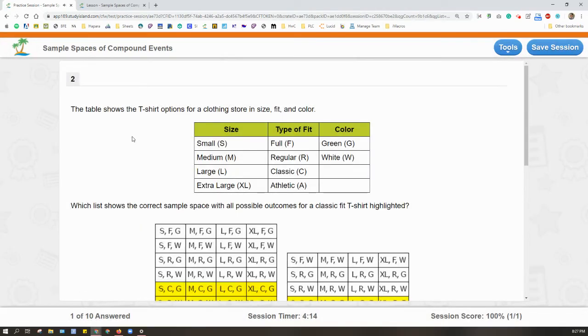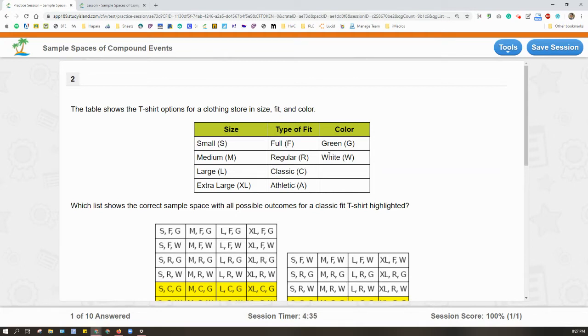Number two, the table shows the t-shirt options for a clothing store in size, fit, and color. So you've got size, you've got the type of fit, and you have the color. Now you notice that there are four different sizes: small, medium, large, and extra large. There are four fit types. There's full fit, regular fit, classic fit, or athletic fit.